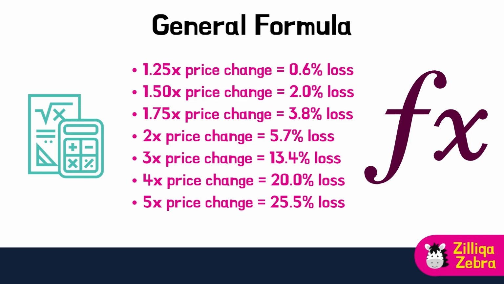For a simple calculation, you can refer to this model below. A 1.25 times price change is about 0.6% loss, and a 1.50 times price change is about 2% loss, whereas a 1.75 times price change is 3.8% loss. For a 2 times price change it is a 5.7% loss, a 3 times price change is 13.4% loss, a 4 times price change is about 20% loss, and a 5 times price change is about 25.5% loss. One important point to note is that impermanent loss happens no matter which direction the price changes.